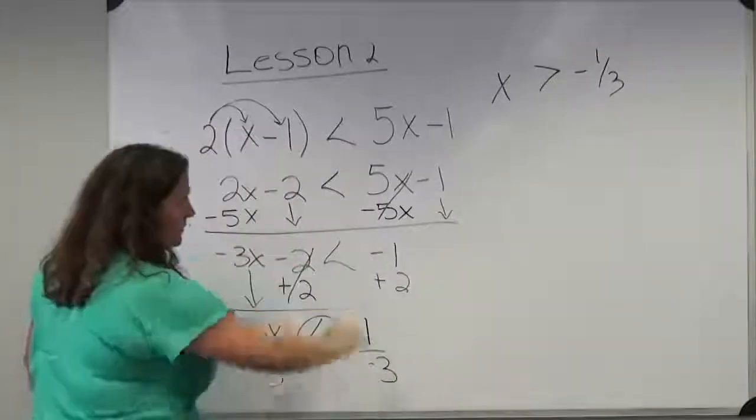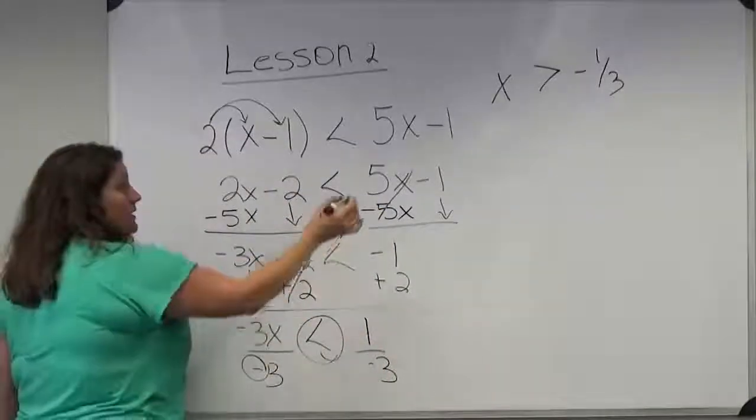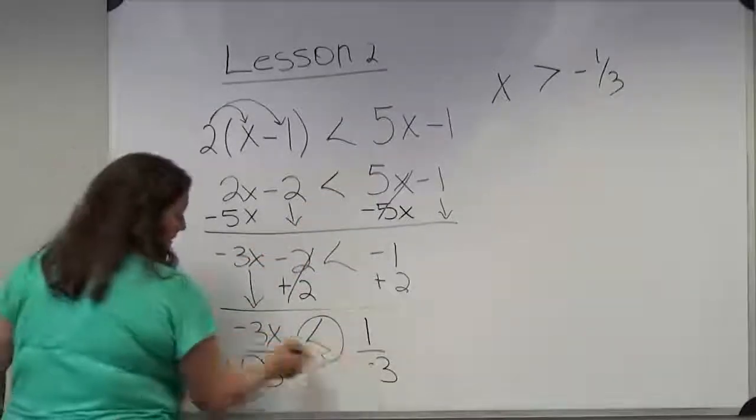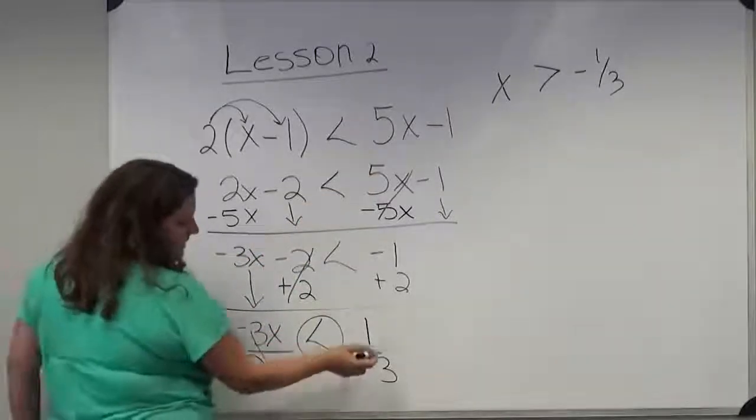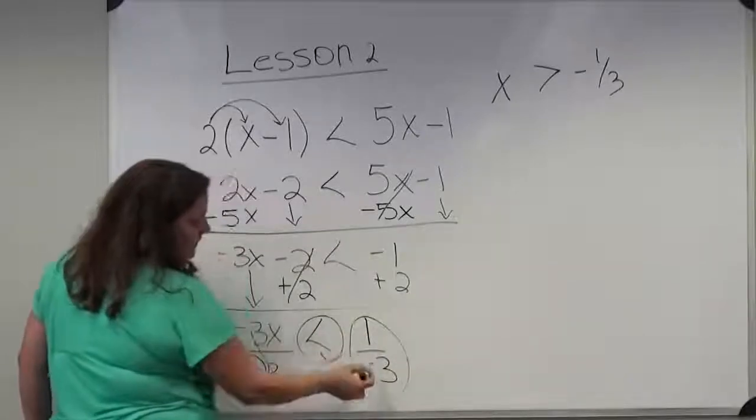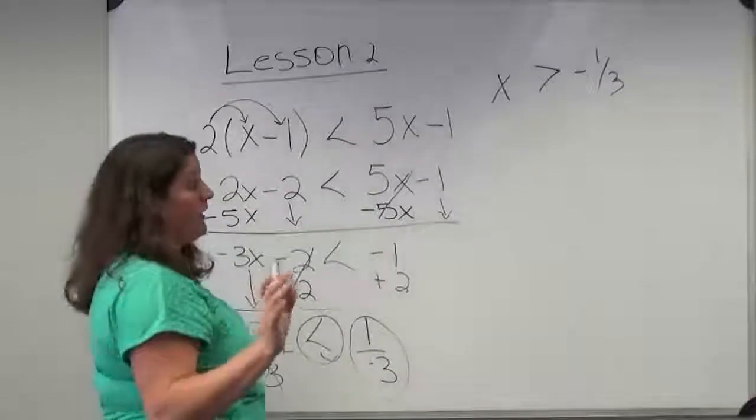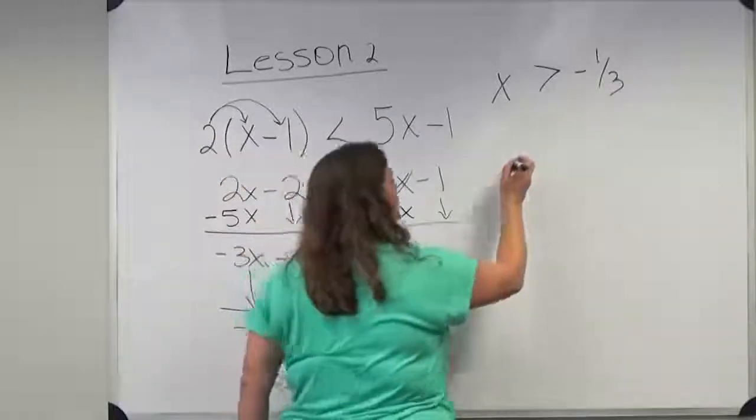Sorry, it's kind of hard to see over here. So I flipped my inequality to be a greater than instead of a less than, and these canceled, so x was by itself, and it's negative 1/3 because it was a 1 divided by a negative 3. Now I'm going to show you how to graph it on a number line.